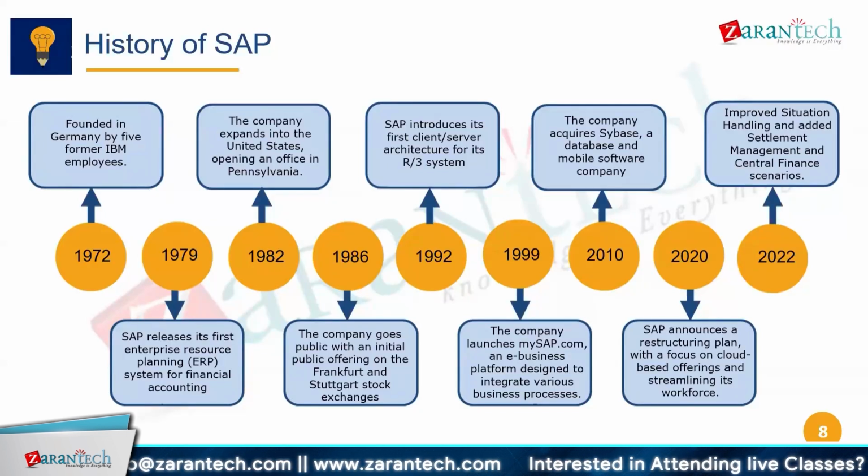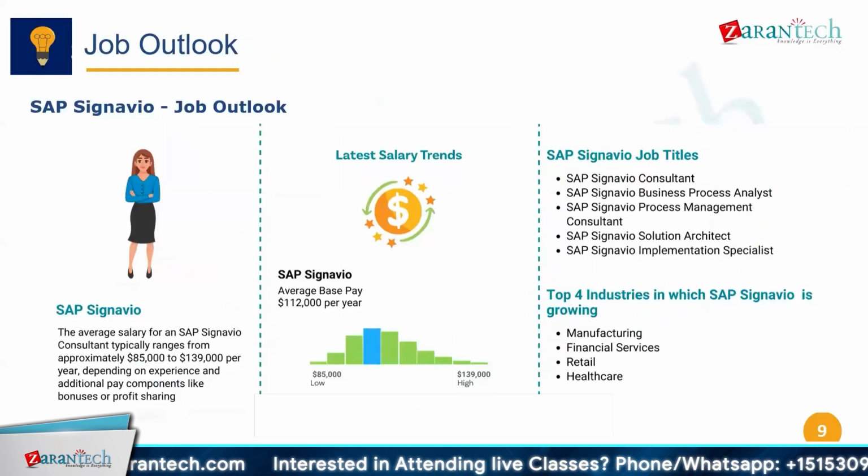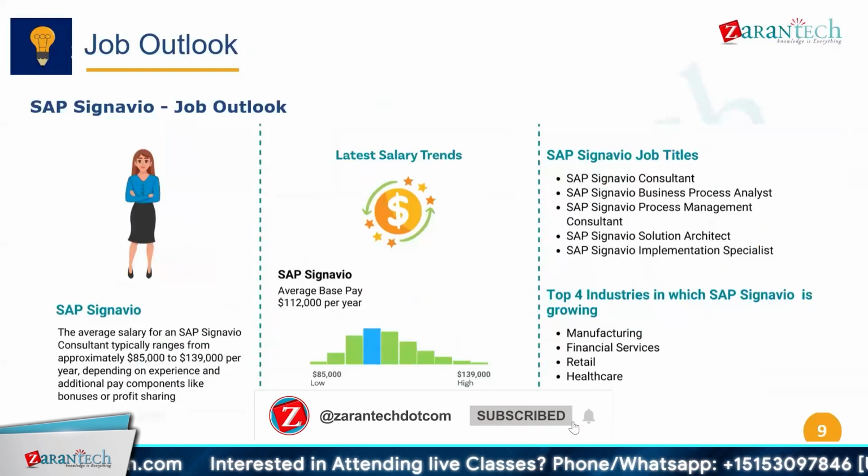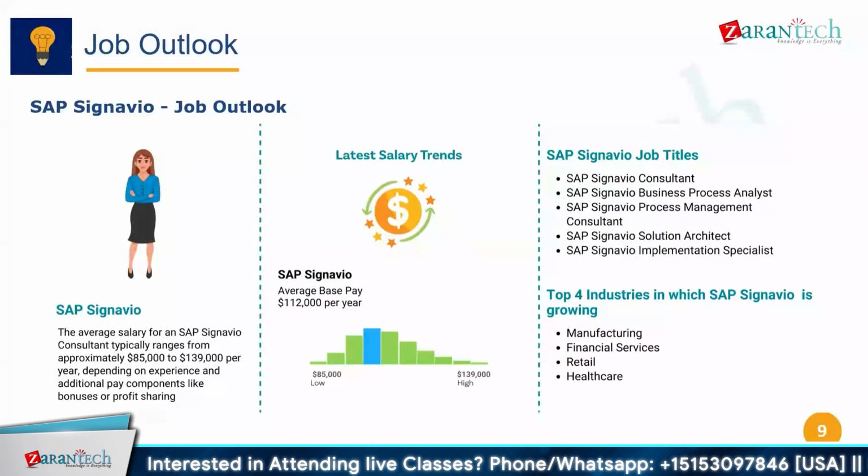When we talk about the scope, it is very important to understand the job outlook for SAP Signavio. SAP Signavio has a great demand in the market, specifically in the last 2 years. The demand increased exponentially. And when it comes to compensation, it ranges from a low of 85,000 to 139,000 on the higher side for an SAP Signavio business analyst.